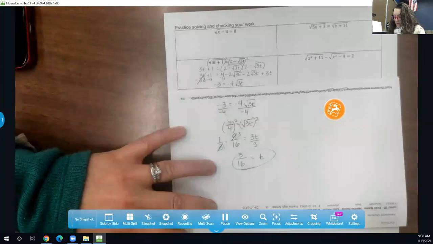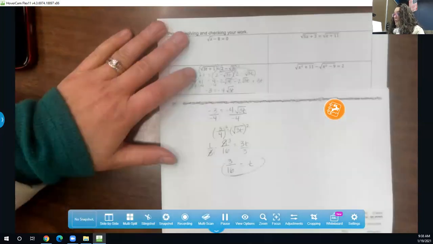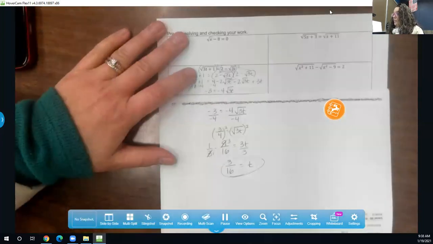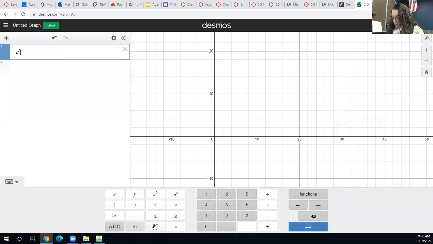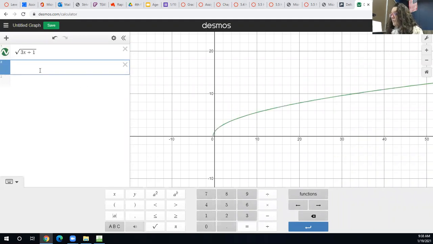Okay, because I'm a little bit weary of some of the fractions, I'm going to go to my Desmos and let's see what this looks like, okay? So we have the square root of 3x. Remember, anytime that you plug it into Desmos, we need to make sure that you're using x and not another variable unless you define that variable.